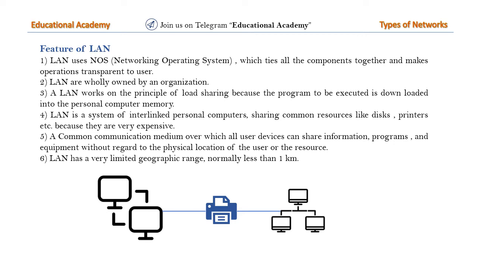Okay, now network operating system means we have a single master computer system which identifies all the systems, and whatever communication is happening between the systems, that single system can observe. Okay, so that we can say is a network operating system. It will tie all the components together and make the operation transparent to users.